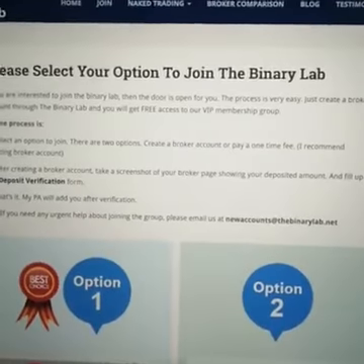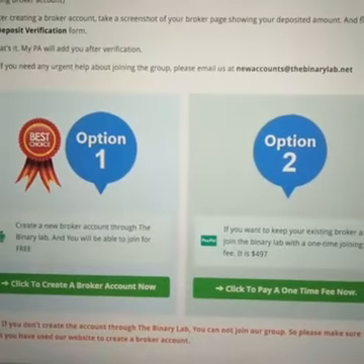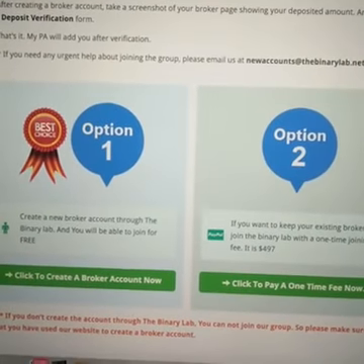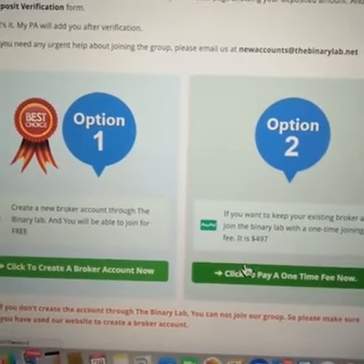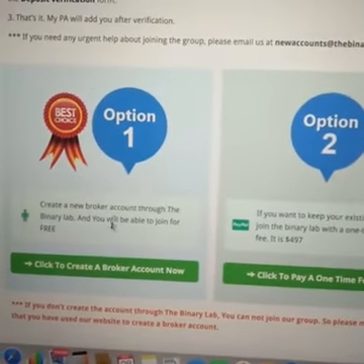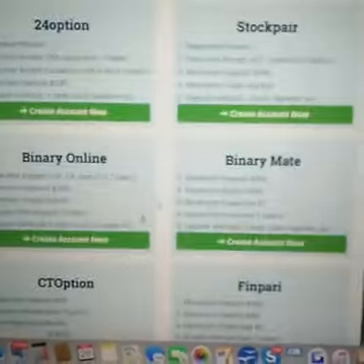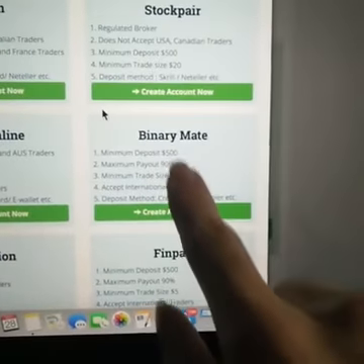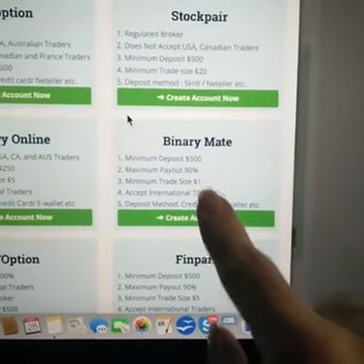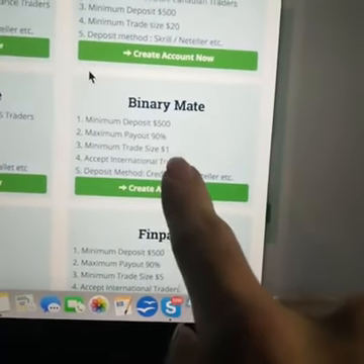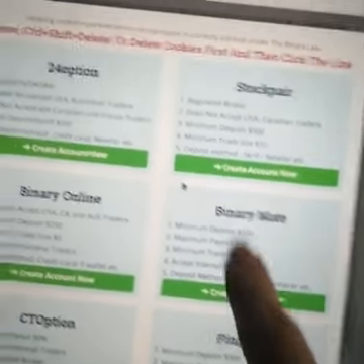Okay, so this is a fast forward to the page with the various broker options for joining Binary Lab. When you click the sign up button, you get to see this one and this one. You can either join a broker through us and get it free, or pay a fee. This one is getting a lot of popularity for people in the US and Canada right now because it accepts people just about everywhere. Minimum trade size 1, and let's say I use 24 option.